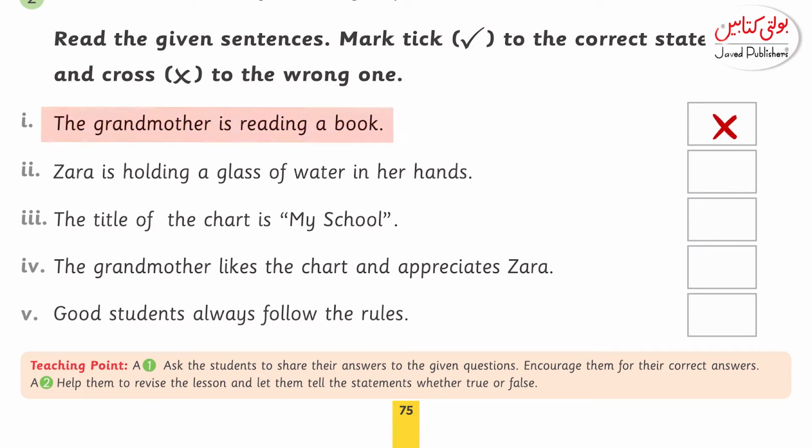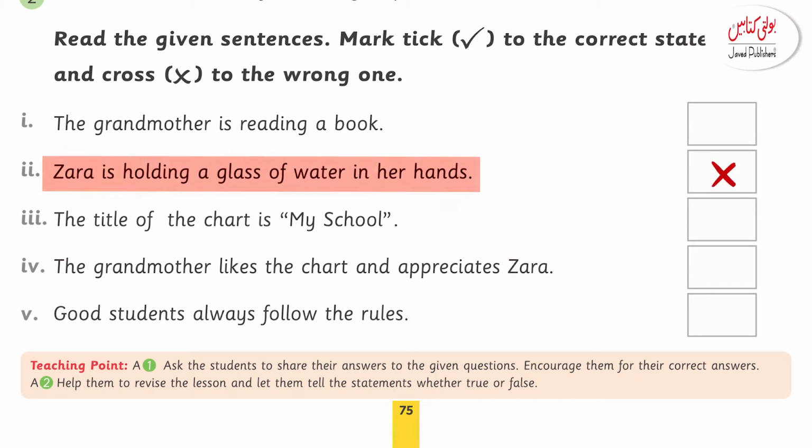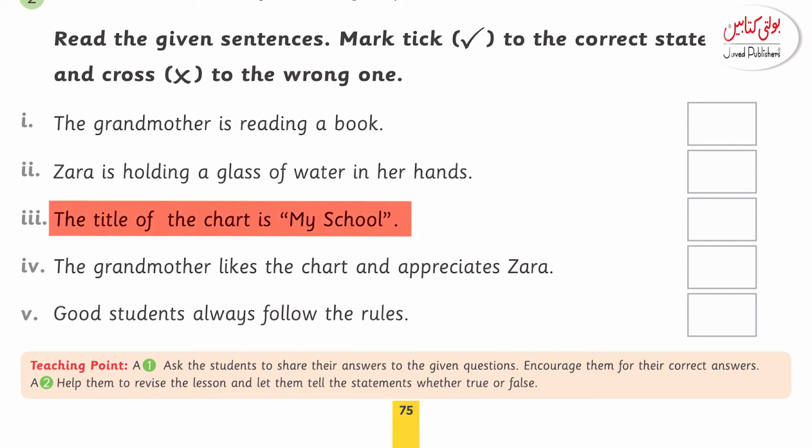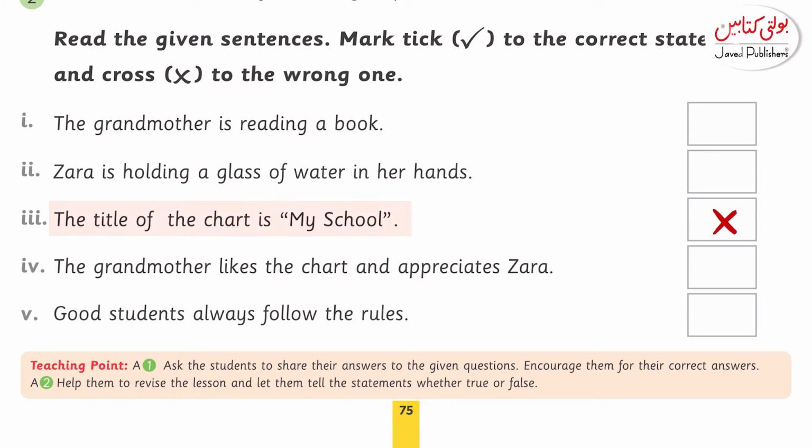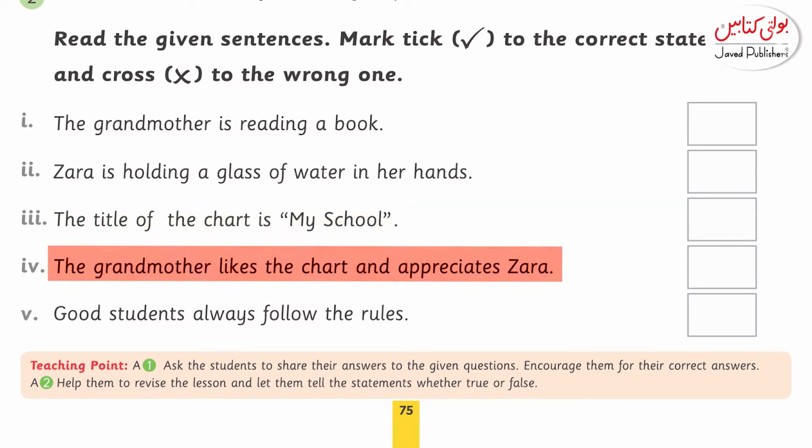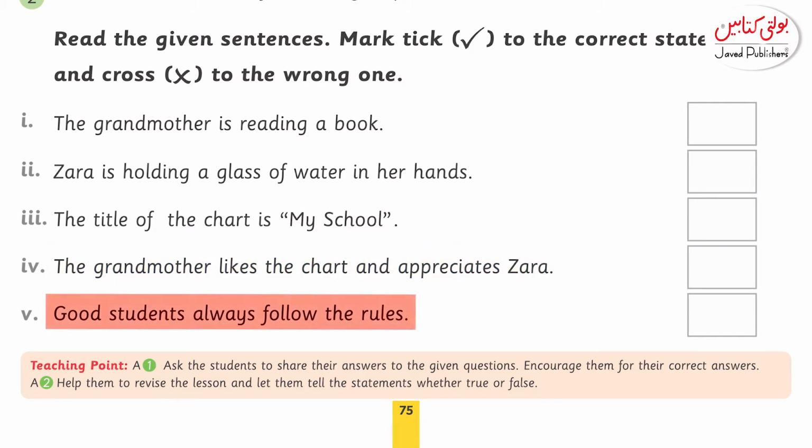Number 1, the grandmother is reading a book. No, she was taking a rest. Number 2, Zara is holding a glass of water in her hands. No, wrong. Number 3, the title of the chart is My School. No, wrong. Number 4, the grandmother likes the chart and appreciates Zara. Very true. Number 5, good students always follow the rules.